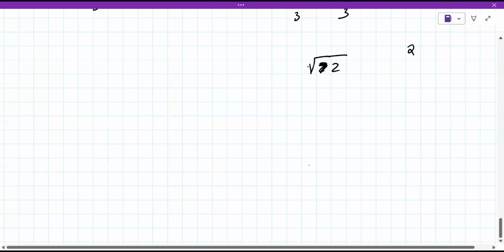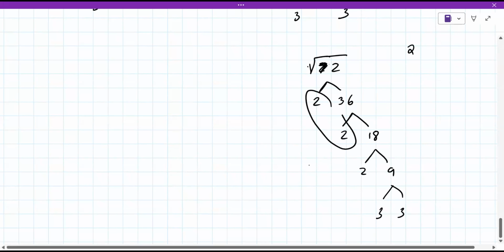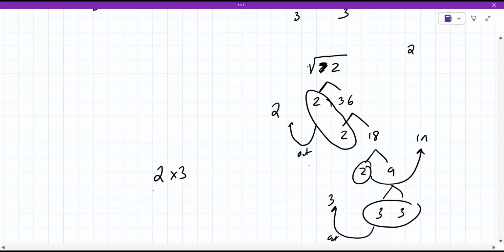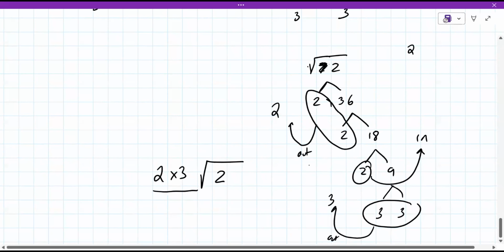So 72, you always start with 2, 2 and 36, 2 and 18, 2 and 9, and then 2 no longer works. You use 3 and 3. Okay. You look for pairs. Pair of 2s, pair of 3s. This means a 2 comes out. This one means a 3 comes out. And then a 2 stays in. So it's 2 times 3 on the outside, square root of 2 on the inside. So it becomes 6 square root of 2.